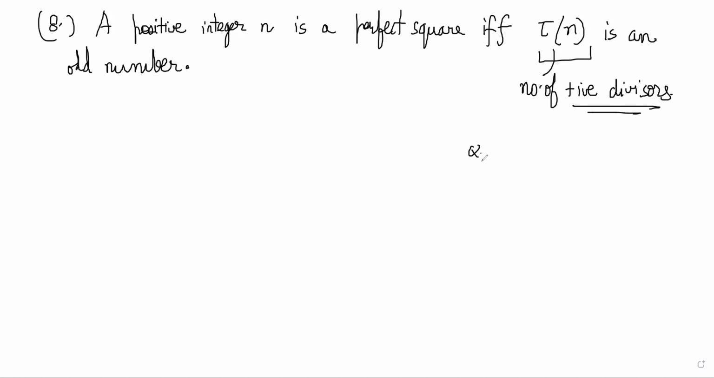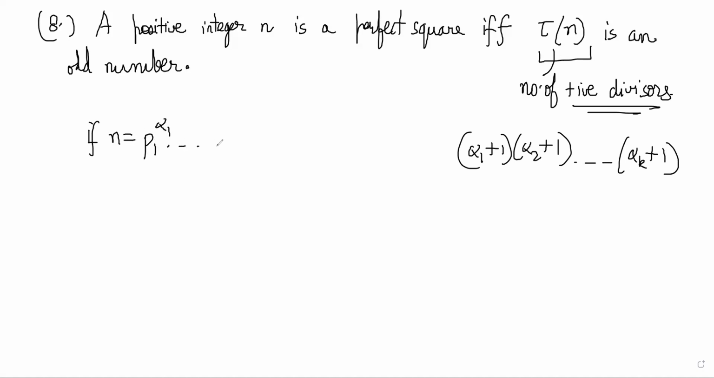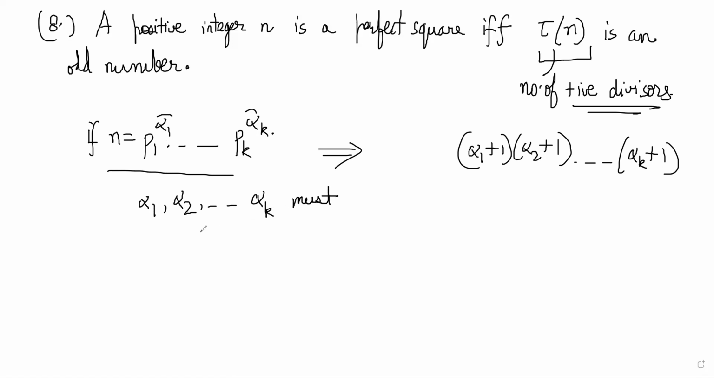And this was given by alpha 1 plus 1, alpha 2 plus 1, and so on till alpha k plus 1, if n's prime factorization was simply p1 power alpha 1 till pk power alpha k. So think about it. If n is a perfect square, all the powers alpha 1, alpha 2 till alpha k must be even.